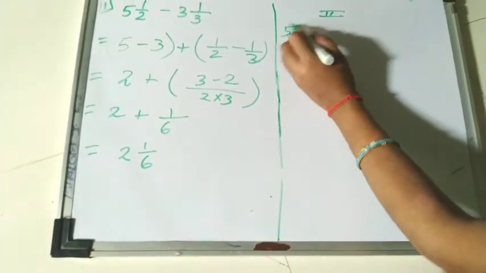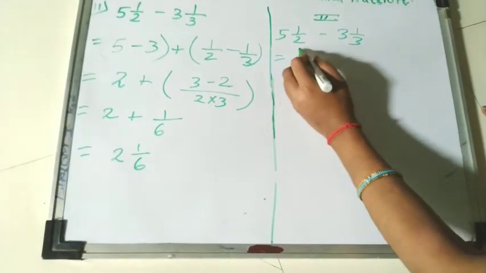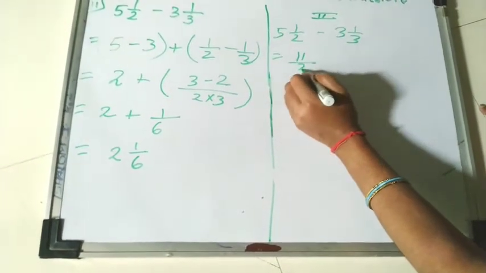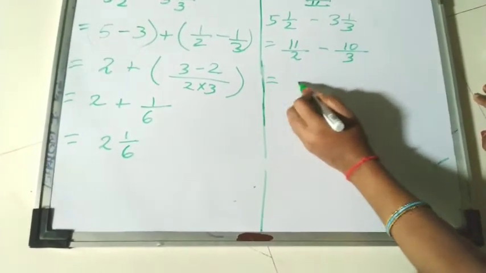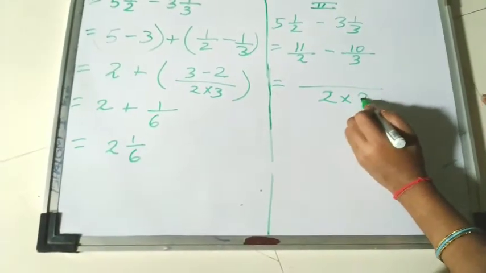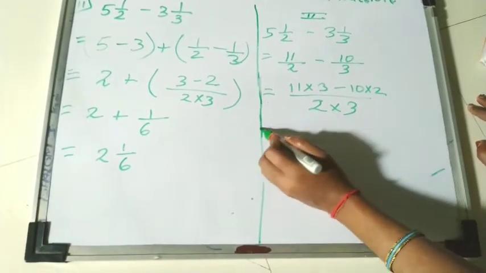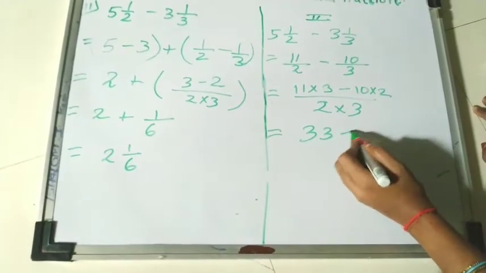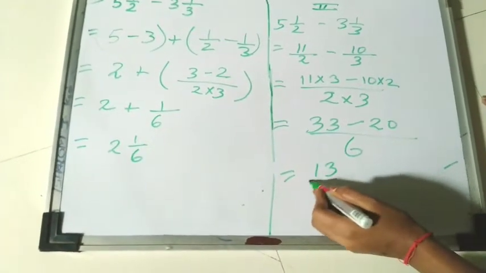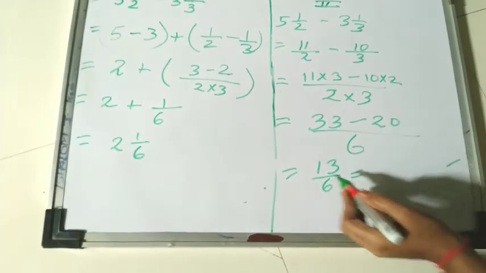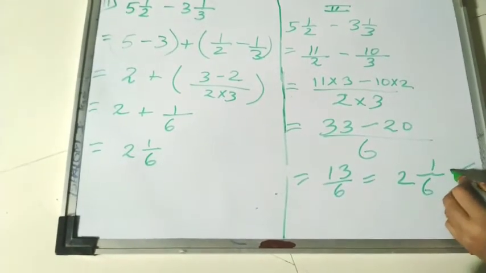Second method is 5 upon 1 by 2 minus 3 upon 1 by 3. You can change it into improper fractions. 5 times 2 is 10, plus 1, 11 by 2, minus 3 times 3 is 9, plus 1, 10 by 3. Again take LCM 2 into 3. 11 into 3 minus 10 into 2. 11 times 3 is 33 minus 20 by 6. It means 13 by 6. You can change it into a mixed fraction: 2 upon 1 by 6.